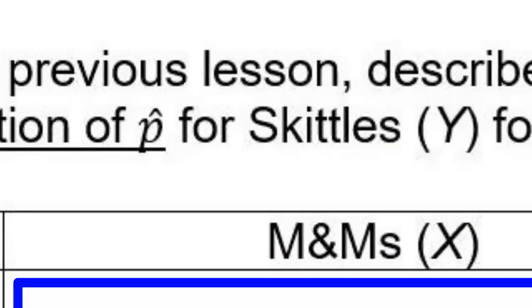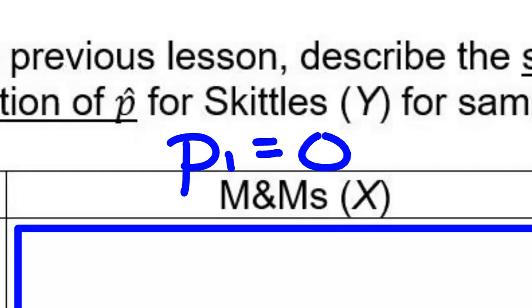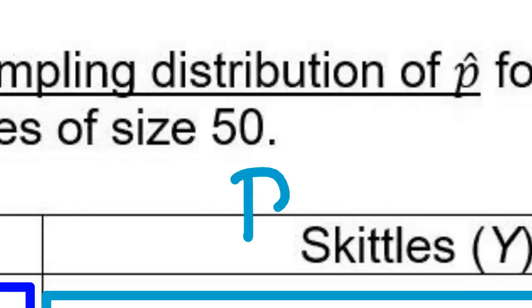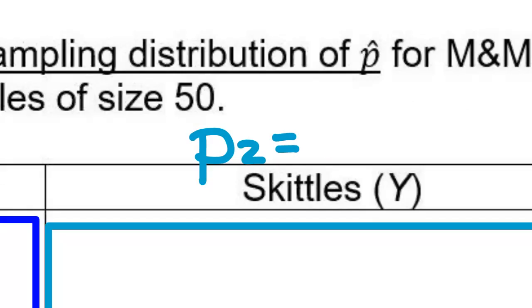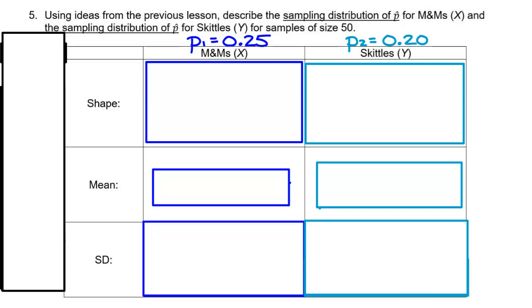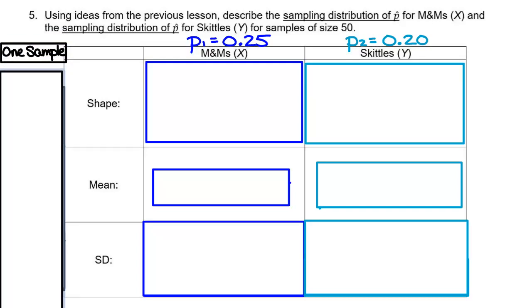We know that the true proportion of orange candies for M&Ms, they said was what, 0.25? And the true proportion of orange Skittles, according to the factory, is 0.20. I want to know the shape for each of these. So we're going to do these one at a time, one sample each. What do we do to determine the approximate shape? Large counts.